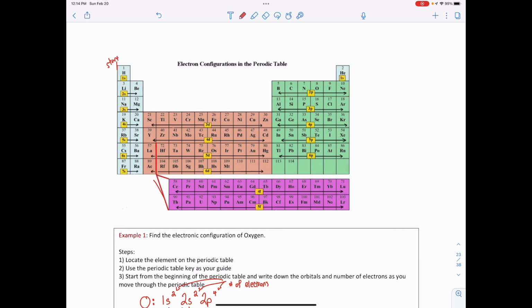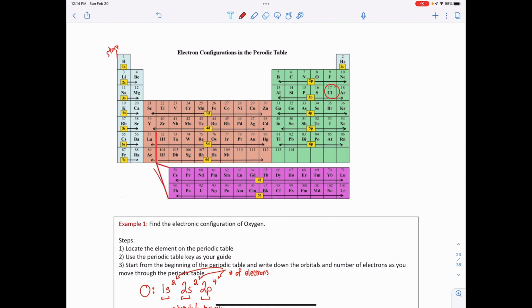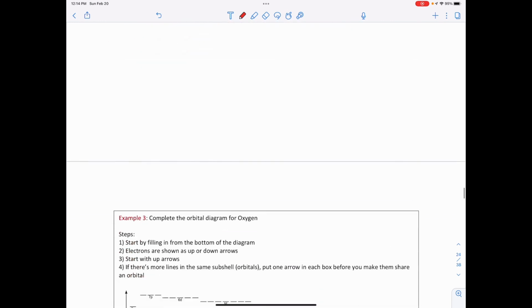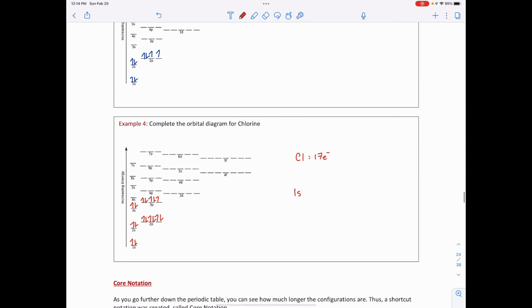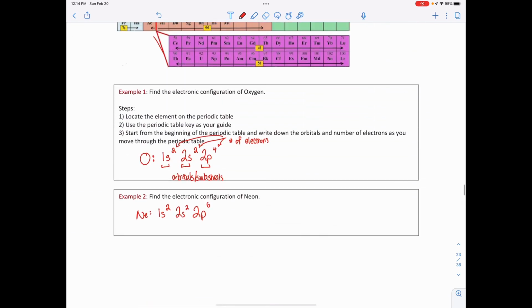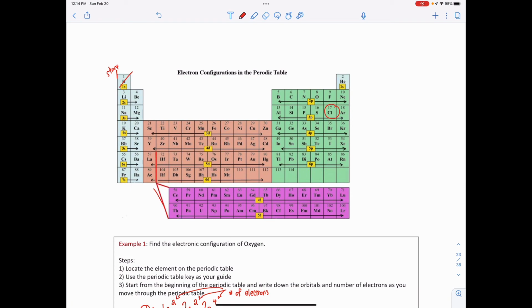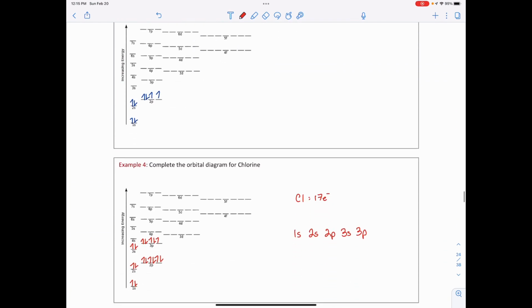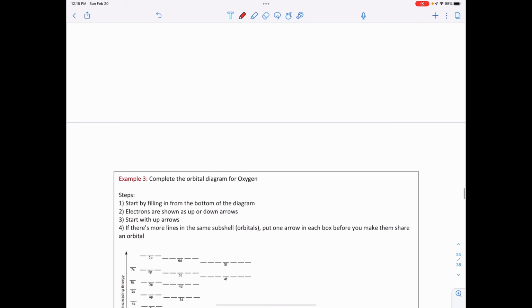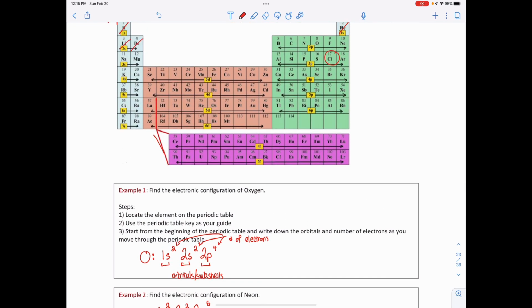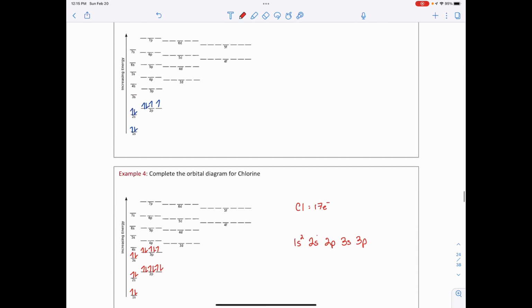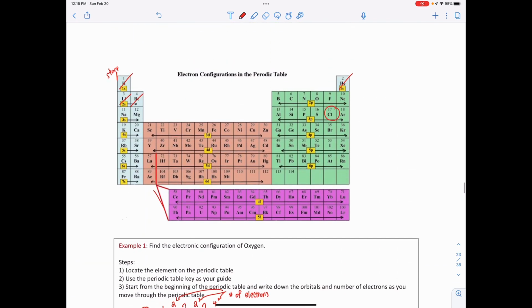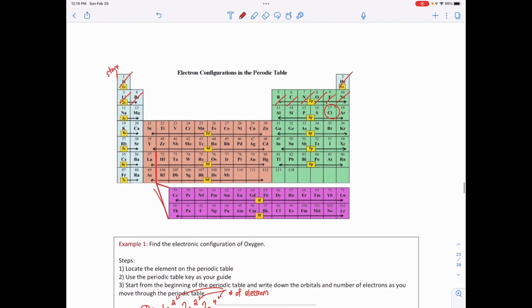Chlorine is right here. I see a 1s, 2s, 2p, 3s, and 3p. Then let's see what we're crossing out. For the 1s, I crossed out 1, 2, so that's 2. For the 2s, I crossed out 1, 2. For the 2p, I crossed out 1, 2, 3, 4, 5, 6.